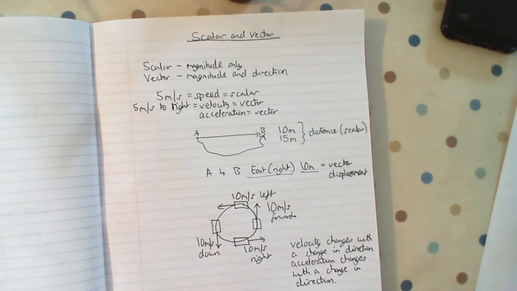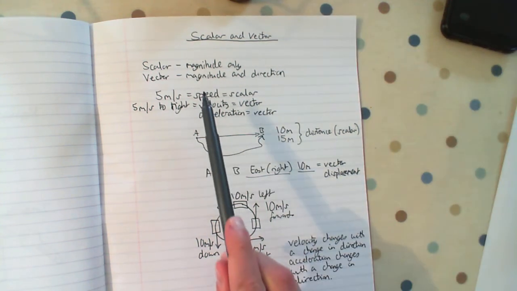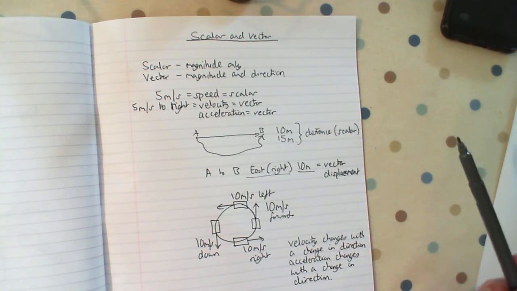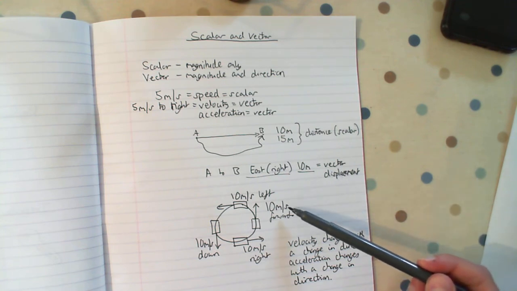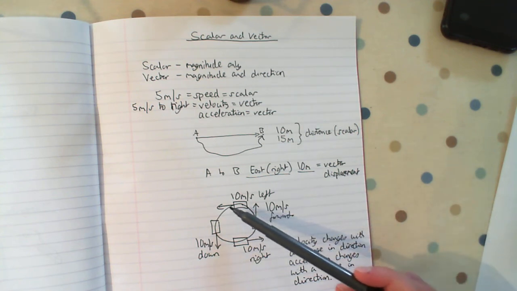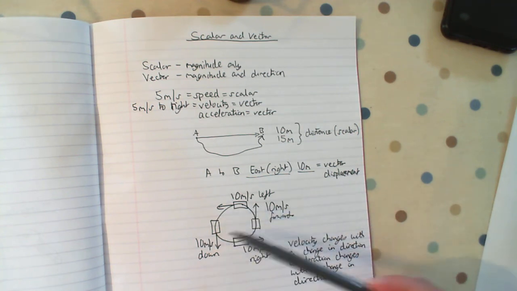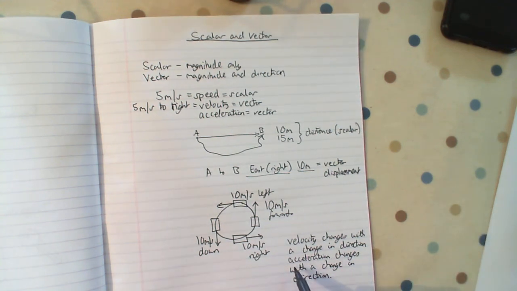So just to recap, scalars have got magnitude only, vectors have got magnitude and direction. Remember, magnitude just means number. And when we've got a scalar quantity such as just speed, 10 meters per second, the direction doesn't matter. It's got a constant speed. But if we've been given a direction, and the direction is changing, that means the velocity is changing, which means the acceleration also changes.